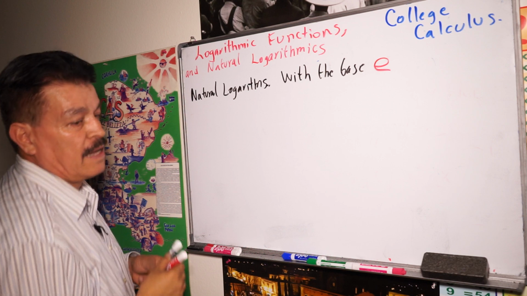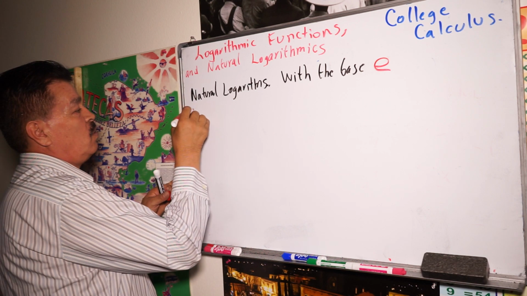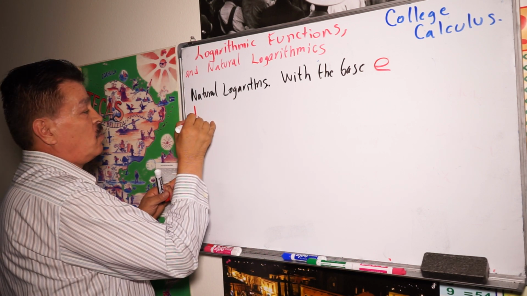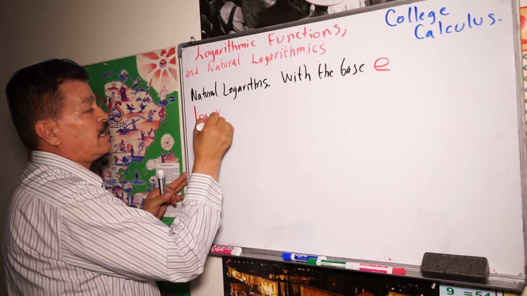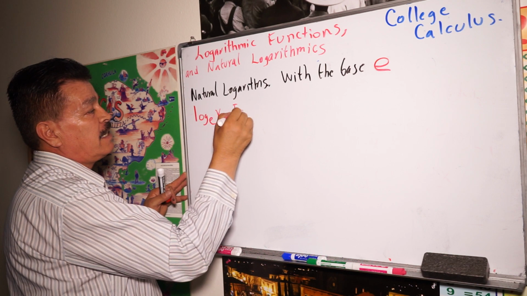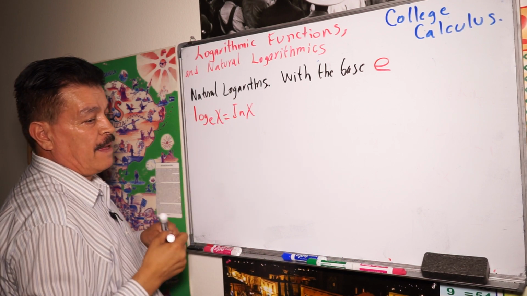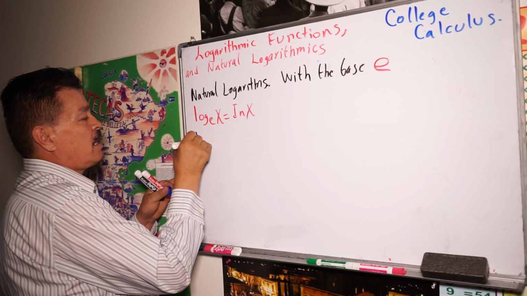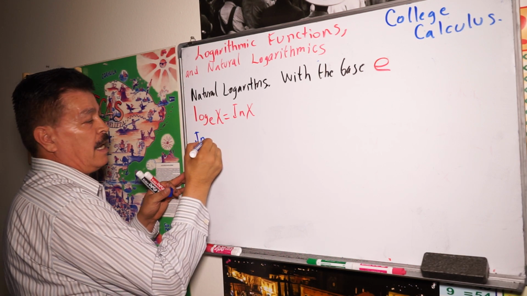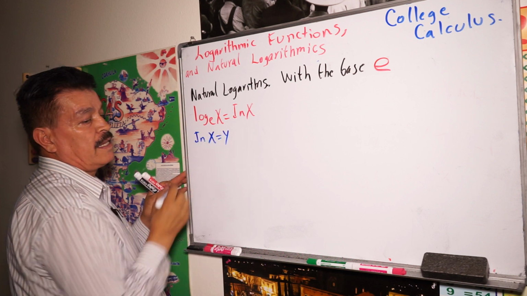For instance, I want to write some laws and rules here too. So for instance, log e of x is written as ln x. So this means here, ln x equals what?